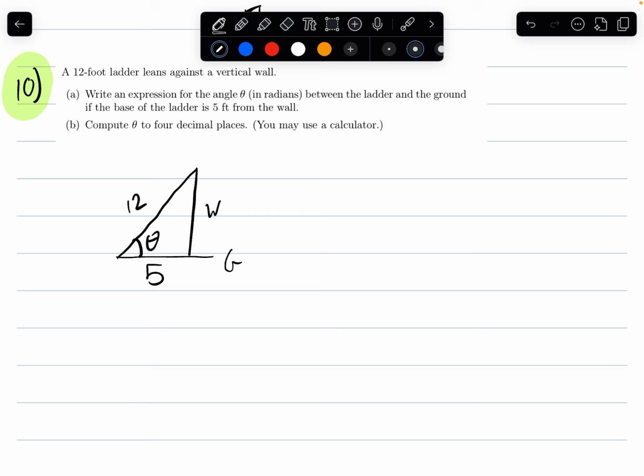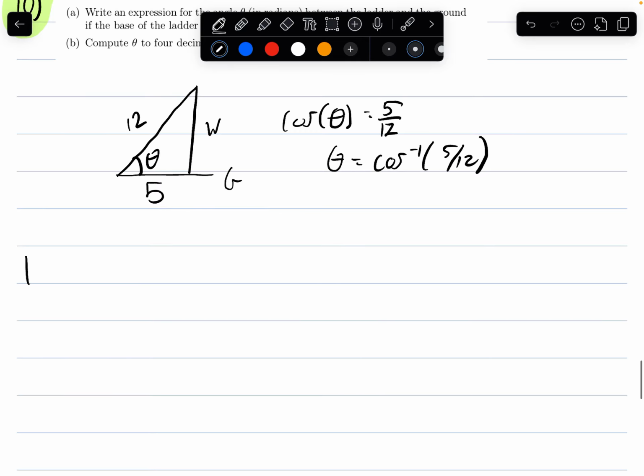So I don't know what the height is, right? The W, the height of the wall, I don't know, but the length of the ladder I did know. So they're asking for the angle theta. Well, using our trig functions, we could say that cosine of theta is going to be adjacent over hypotenuse, which is 5 over 12. Taking the cosine inverse to solve for theta, we get theta equals cosine inverse of 5 over 12. And that's all we'd have to write for A. For B, I'm not going to do this because this is just plugging into a calculator. But you should get some reasonable answer, I guess.